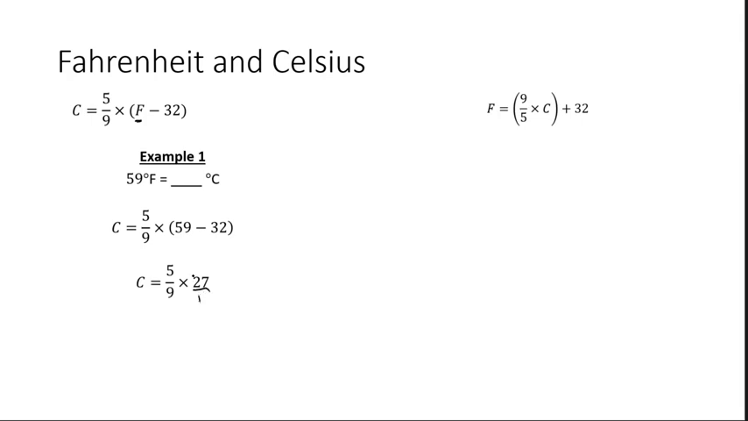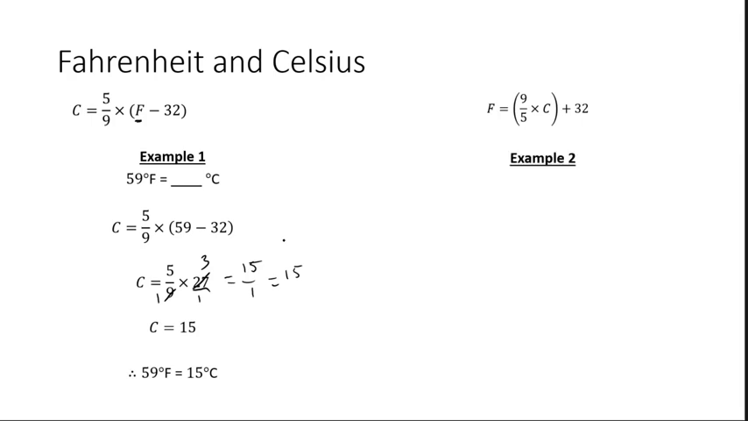This is 27 over 1. Before you multiply, you can simplify first. 27 and 9, divide both by 9 to get 3 and 1. So what we have is 5 times 3, or 15 on the top, over 1 times 1, which is 1 on the bottom. That gives you your answer of 15. So C is 15, which means that 59 degrees Fahrenheit would equal 15 degrees Celsius.